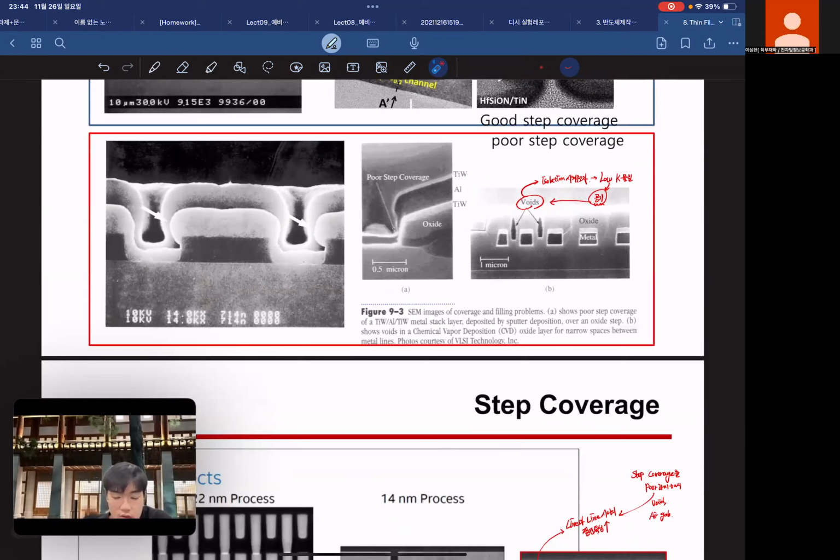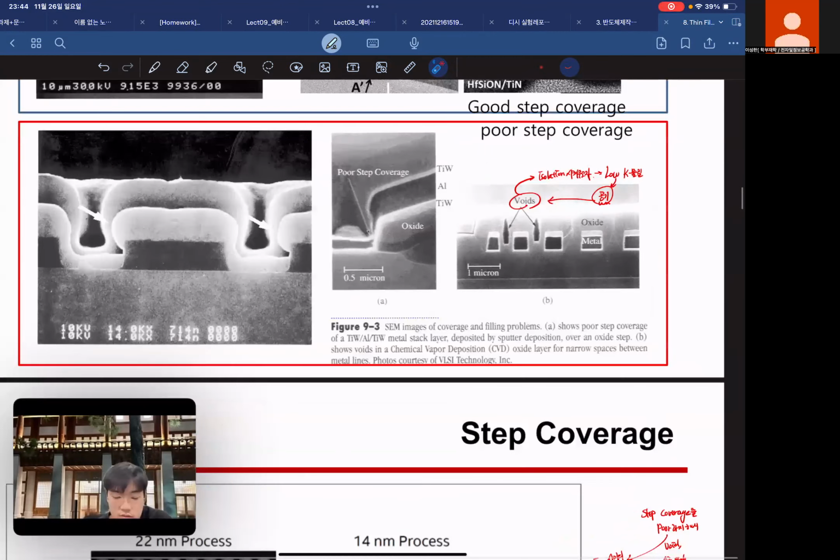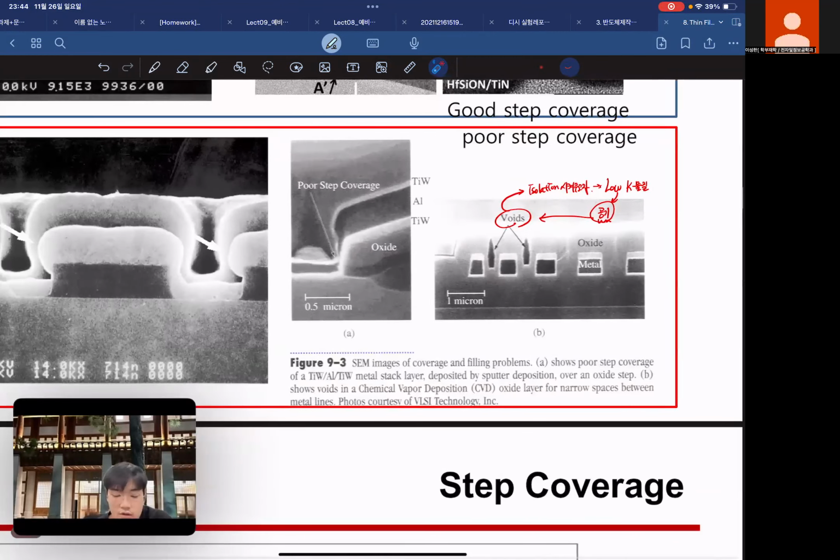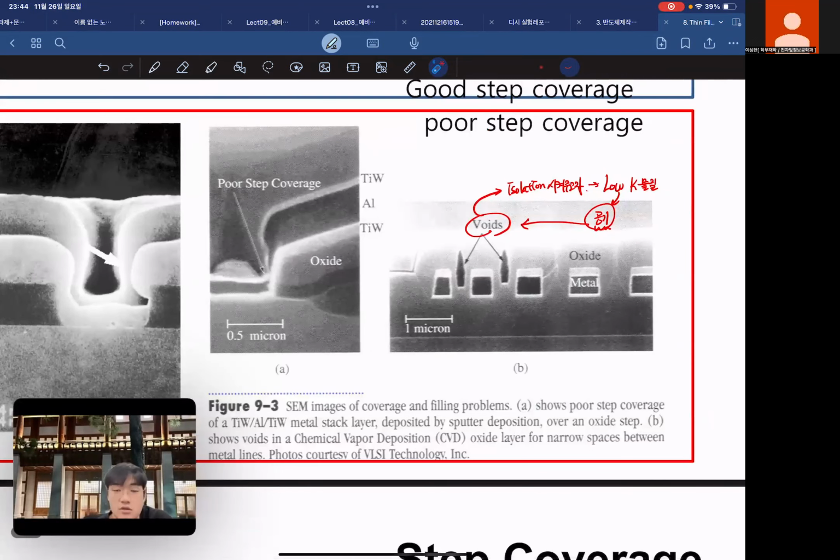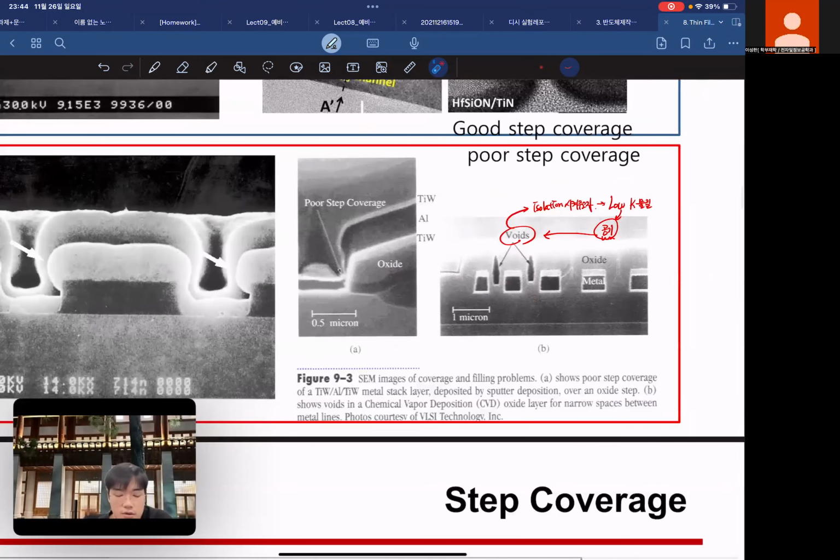And in other cases, poor step coverage can be used for isolation of the lines. How we isolate the lines is that we make a void between the lines. Because it is air, a very low-k material, it makes the isolation very good. So this step needs poor step coverage.